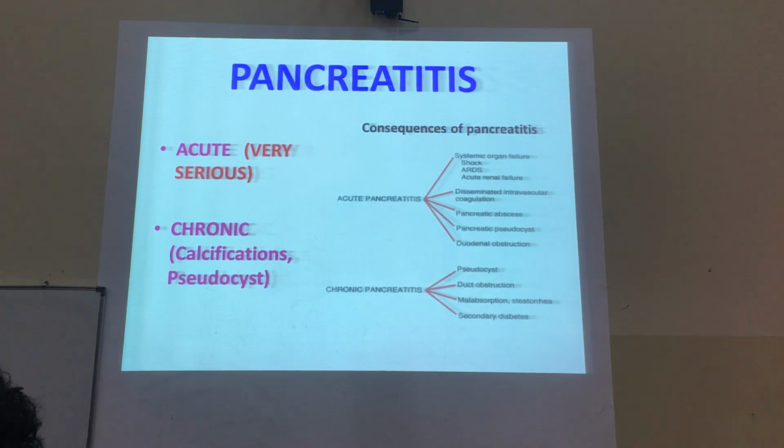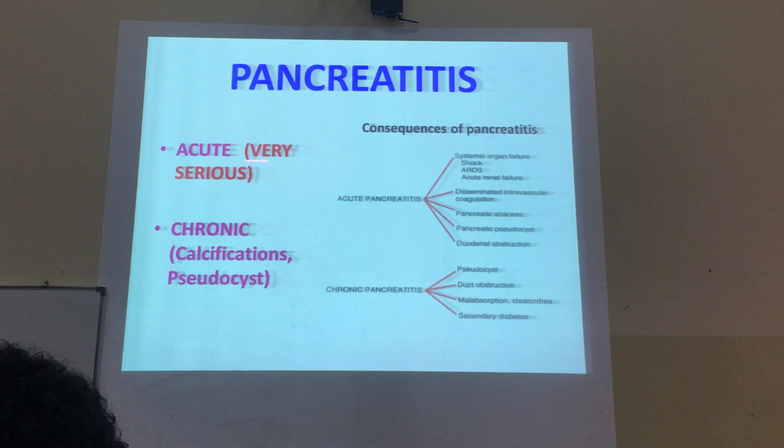I have seen many cases during my residency when people were looking normal. They have just a few bloating and other issues with some pain, and then it is relieved, and suddenly they die because of severe pancreatitis which they develop. So acute pancreatitis and then chronic pancreatitis, which have some calcification, some pseudocyst.